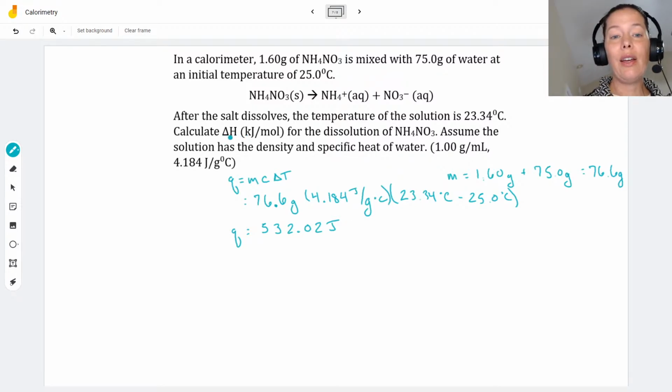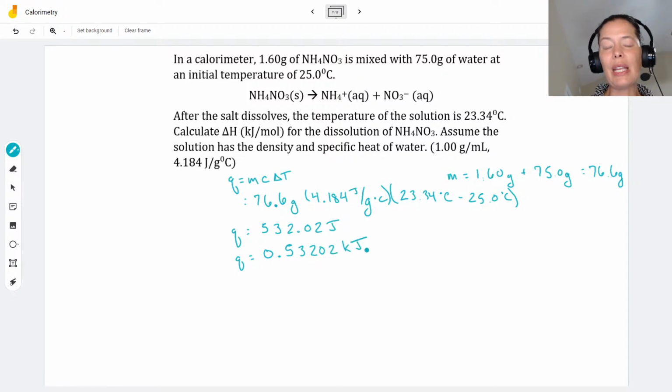And I remember that I had to convert that to kilojoules. And again, your delta H is in kilojoules. So let's just go ahead and convert that to kilojoules because why not? Okay. So that is my heat of my reaction in kilojoules.